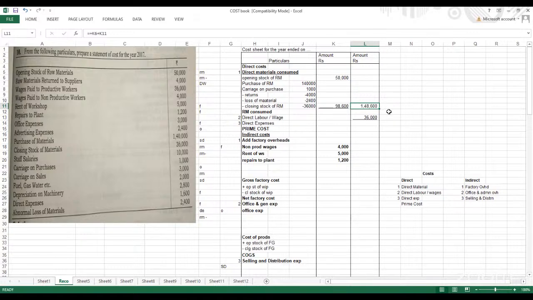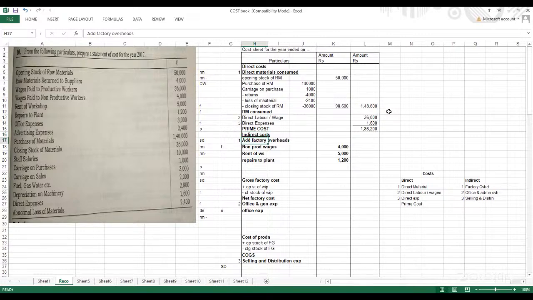Apart from that, I have direct labor value as 36,000, which is given in the sum. Then direct expense value is 1,600. So these three items will add up to my prime cost. If I add them, I'll get prime cost, 186,200. Then we write the heading indirect cost.